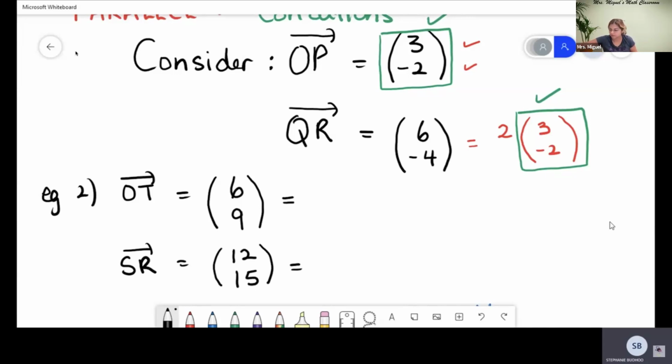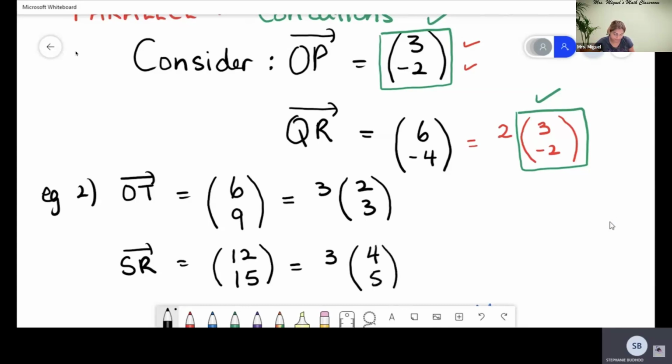So the first common factor I'll pull out from the vector OT is 3. And I'll end up getting 2 and 3 remaining within bracket. And 2 and 3 can't be simplified any further. There are no common factors. So I'll move on to my vector SR. So let me try to pull out a common factor between 12 and 15. Let's pull out 3. So if we were to pull out 3, we'd end up getting 4 and 5.